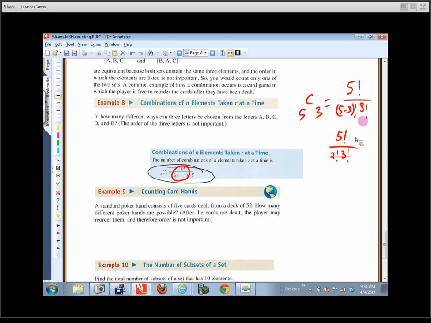So I'm going to cancel off 5, 4, 3 factorial. Let me get rid of that. There's a 3 factorial and a 2 factorial. Those are going to cancel. That's really a 2 times 1, so I'm going to cancel here. So I end up with 10.